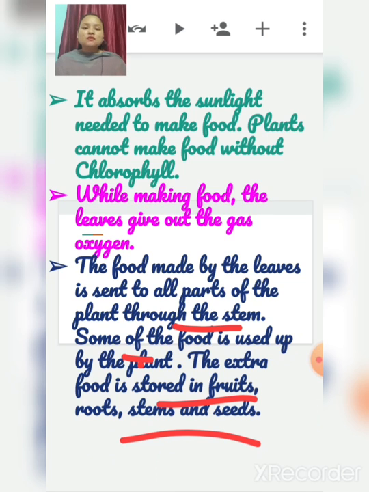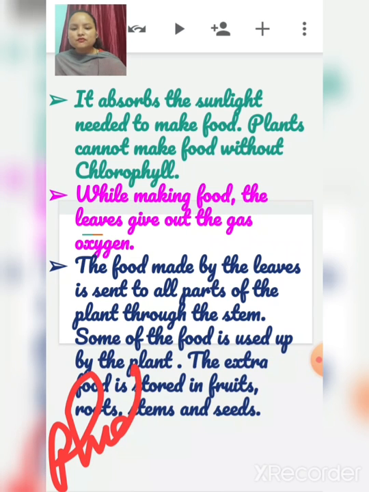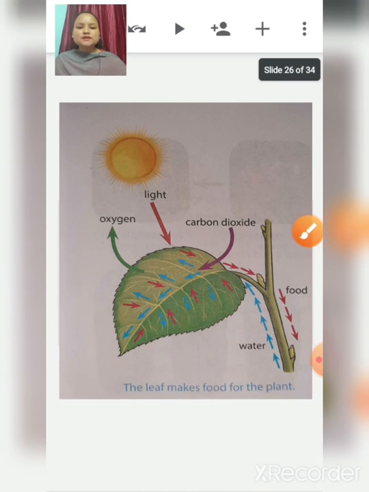So what does a plant need to prepare food, children? Air, water and sunlight, and one very important substance, that is chlorophyll. This whole process is known as photosynthesis. You will learn this in your higher classes. So here you can see the picture.